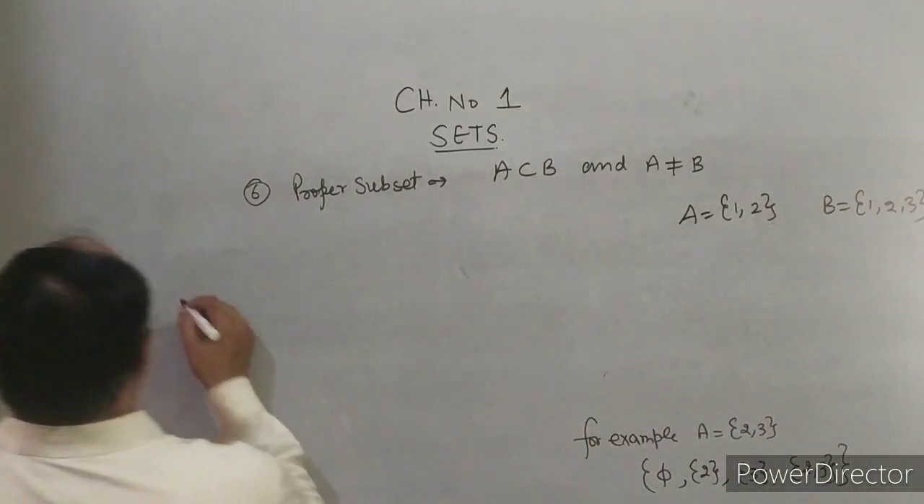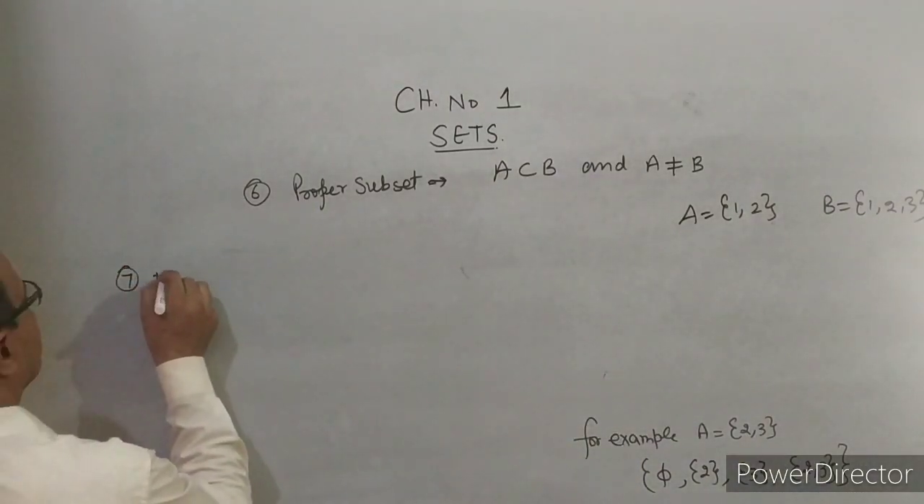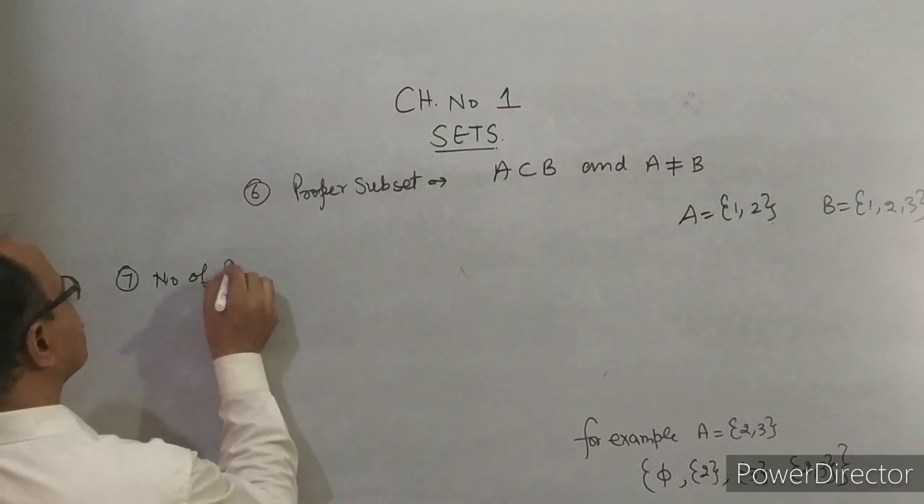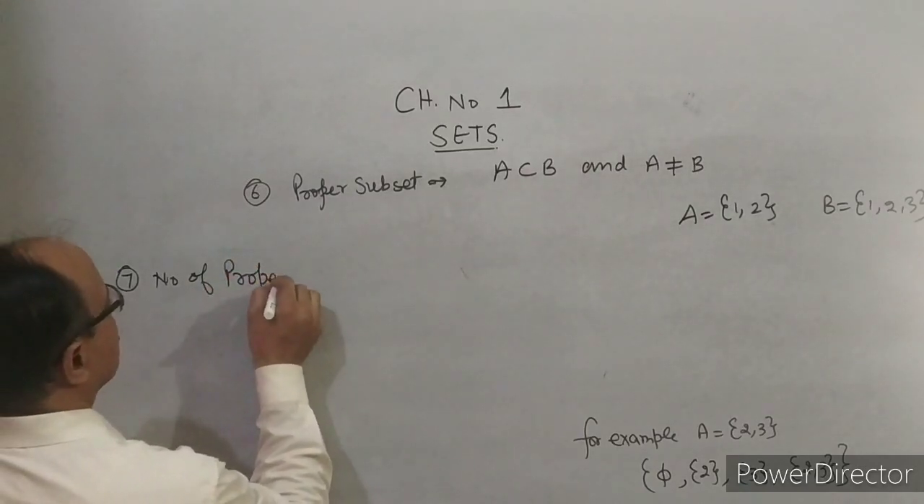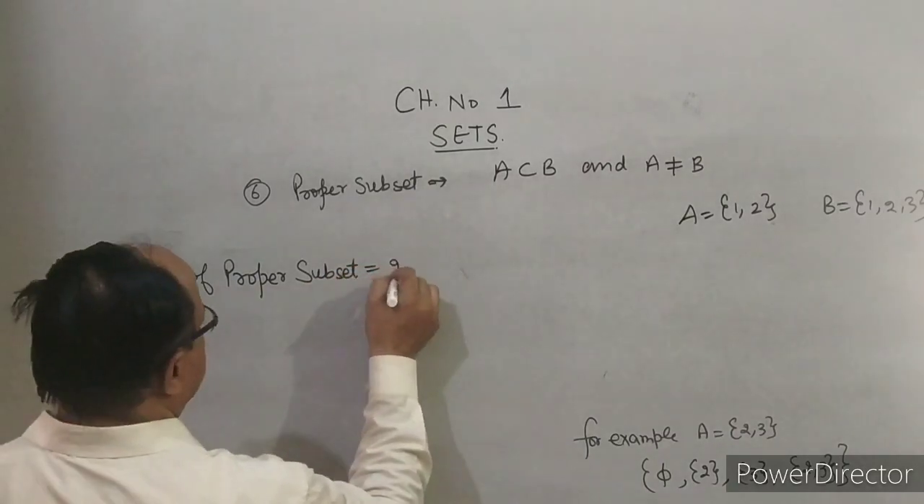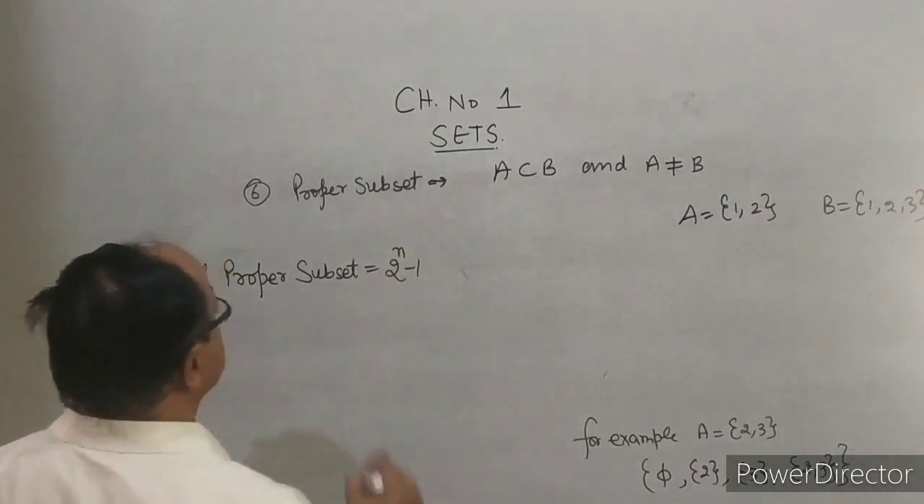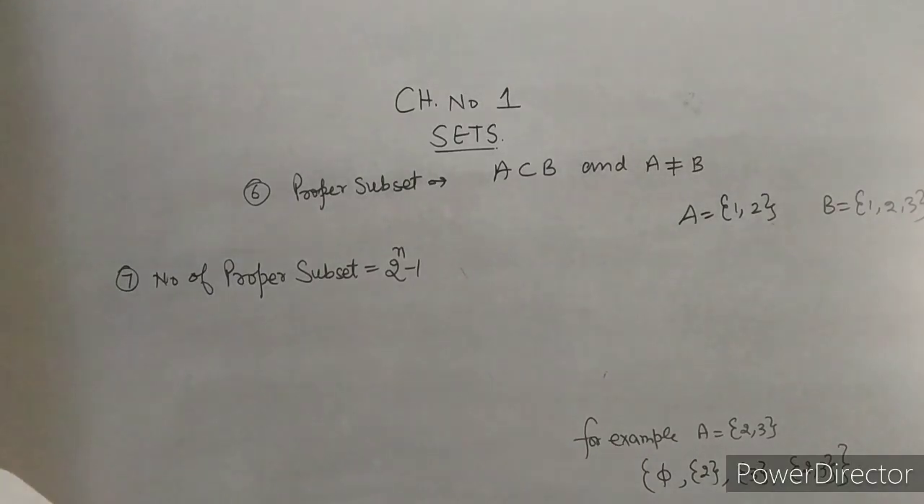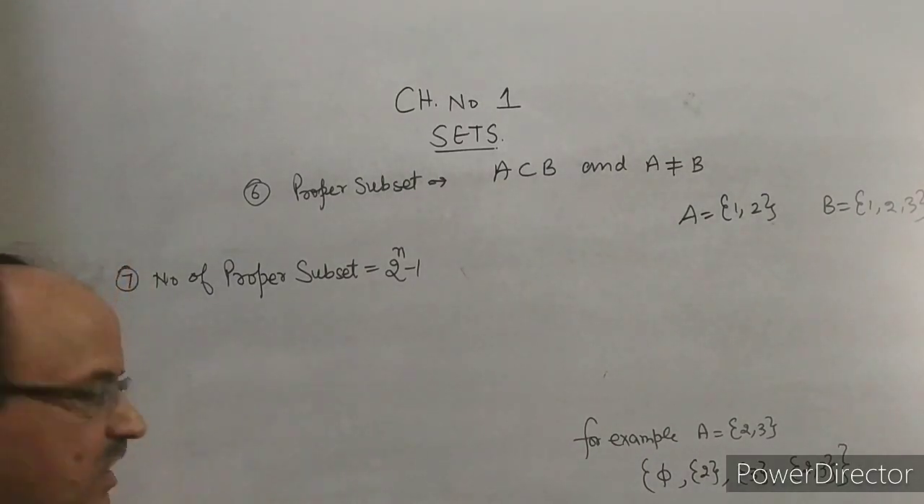And the formula for calculating the number of proper subsets is 2 to the power n minus 1. Okay.